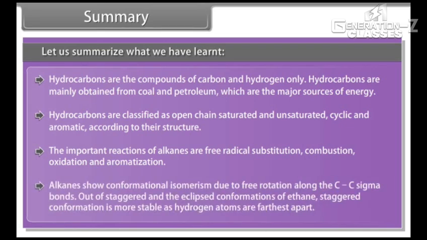Alkanes show conformational isomerism due to free rotation along the C-C sigma bonds, out of staggered and eclipsed conformations of ethane. Staggered conformation is more stable as hydrogen atoms are farthest apart.